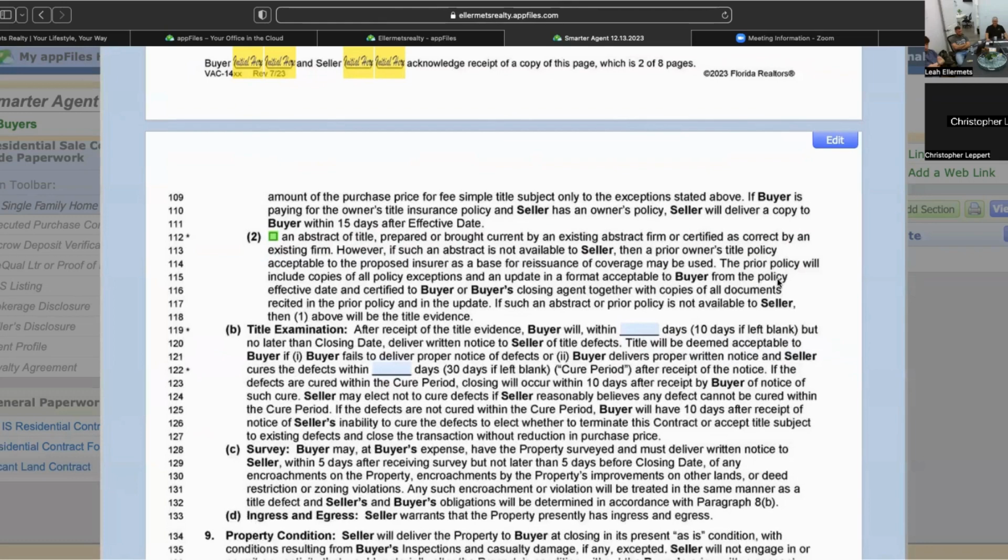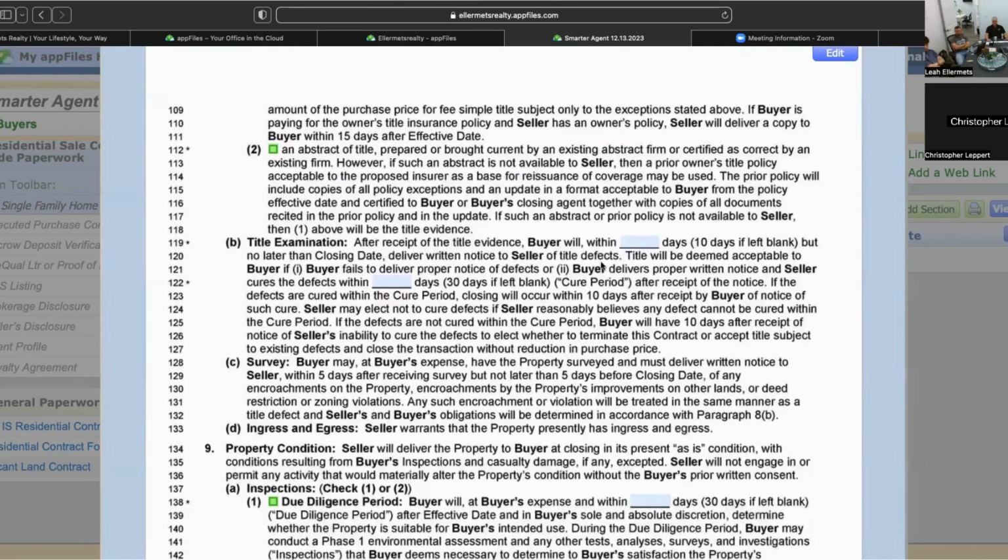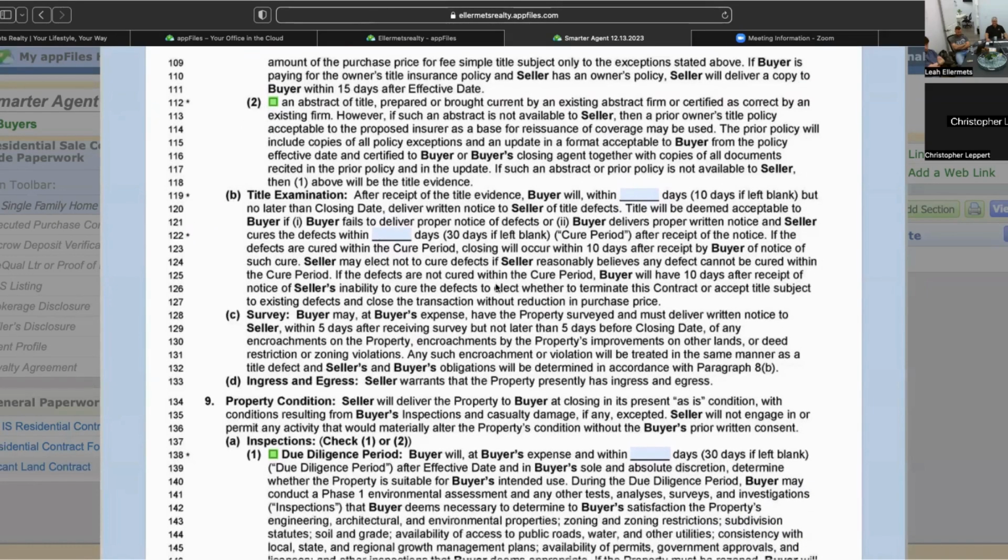So they can also do an abstract title. There's different ways of doing it. Title examination, 10 days, don't leave a blank, put 10. 30 days, if buyer fails to deliver notice of defects, buyer delivers proper notice in writing. If the defects are there and they're not curable or not willing to be cured by the seller, then the buyer can either walk away from the contract or stay. If they stay, they're accepting it as is, okay?